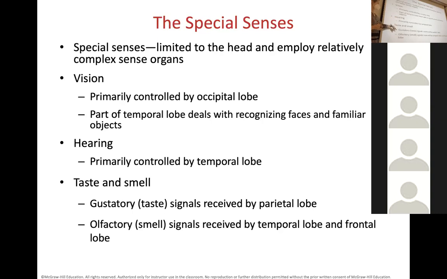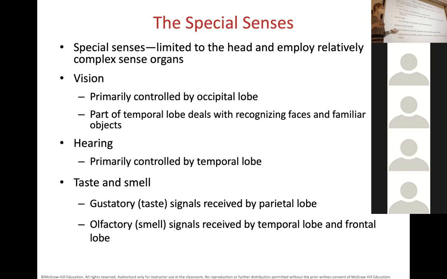The lobes that I have mentioned here under each of these special senses, so occipital, temporal, parietal, and then frontal, those are parts of the cerebrum. So the cerebrum, as I mentioned, I showed you that diagram that had the functions of there's 5 lobes in the cerebrum, and I said you don't need to know about all of the functions of all of these lobes.